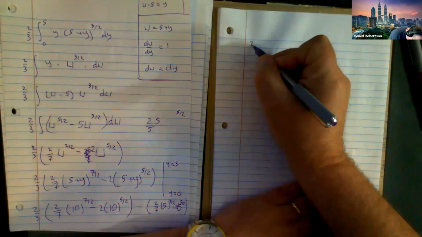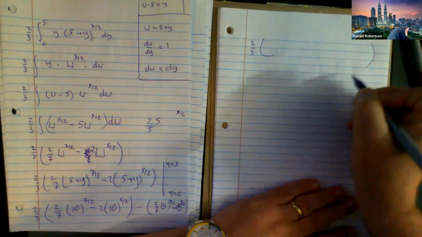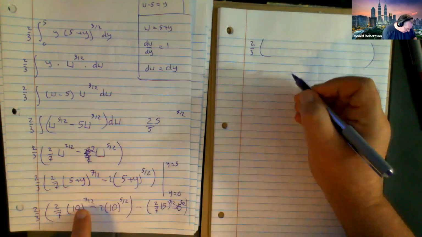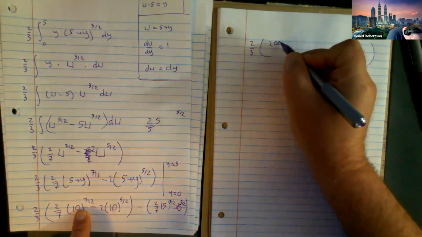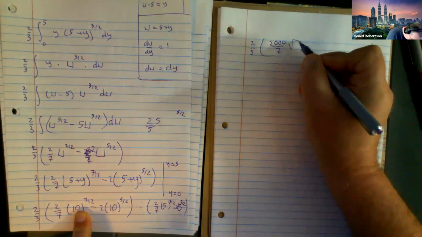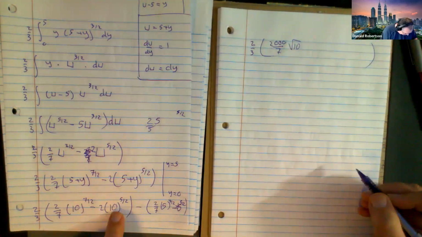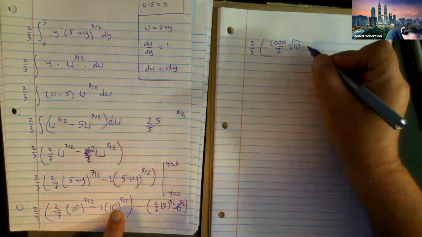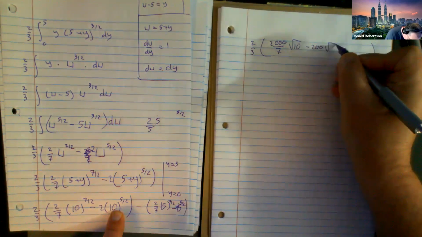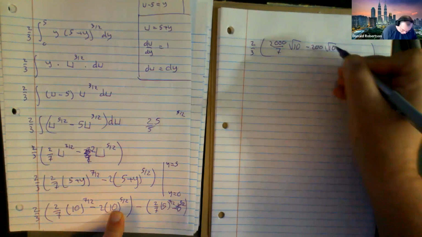I have a 2/3 of everything, which I'll worry about later. 10 to the power of 7 halves is like 3.5. So what that gets me is 1,000. So I get 2,007 and a square root of 10. And this guy gets me 2.5 power. So that gets me 100 and a square root left over. So take away 200, also a square root of 10. And you go with that one.